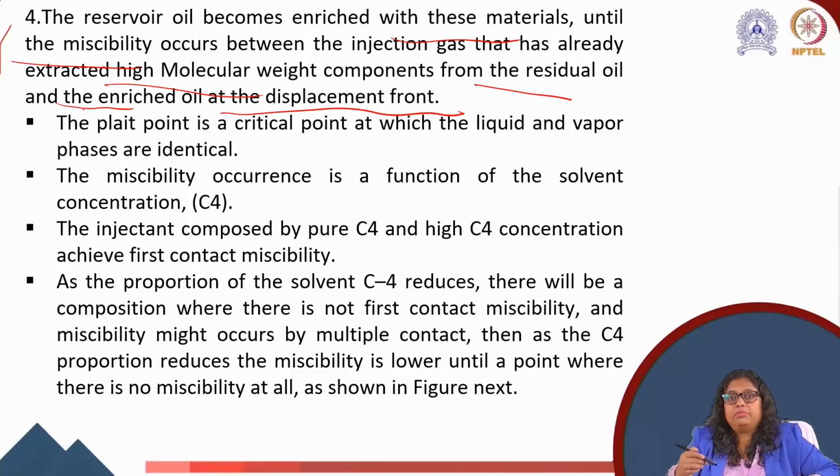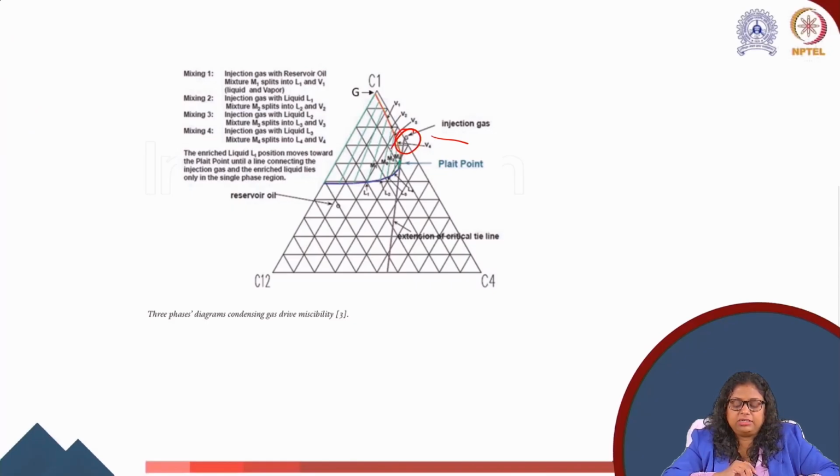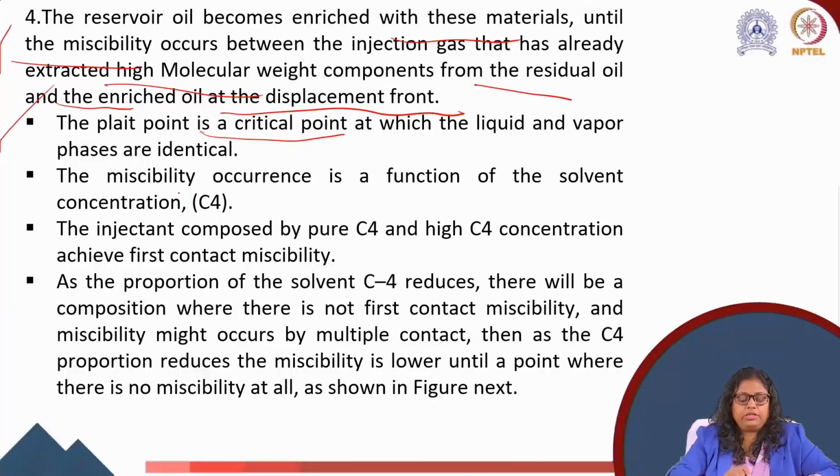Multiple contact will be there, multiple time it will occur, multiple miscibility will be there, and then you will have the single. Then we do have the plate point, which is a critical point at which the liquid and vapor phases are identical. So which is the plate point? This is the one, the plate point, and this plate point is the critical point here. So this plate point is the critical point at which liquid and vapor phases are identical.